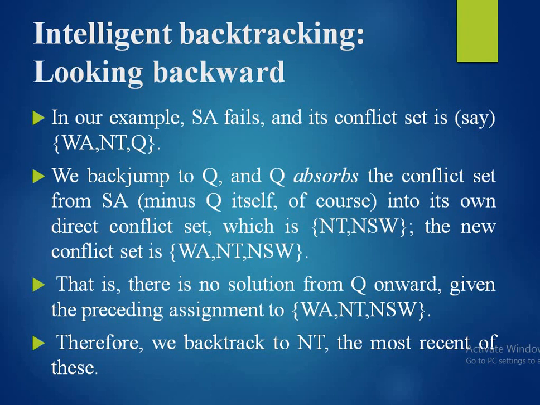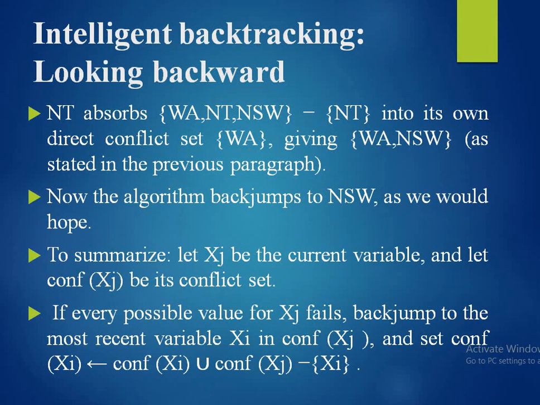That is, there is no solution from Q onward given the preceding assignment to WA, NT, NSW. Therefore, we backtrack to NT, the most recent of these. NT absorbs the conflict set WA, NT, NSW, minus NT, into its own direct conflict set WA, giving WA, NSW, as stated in the previous paragraph. Now the algorithm backjumps to NSW, as we would hope.